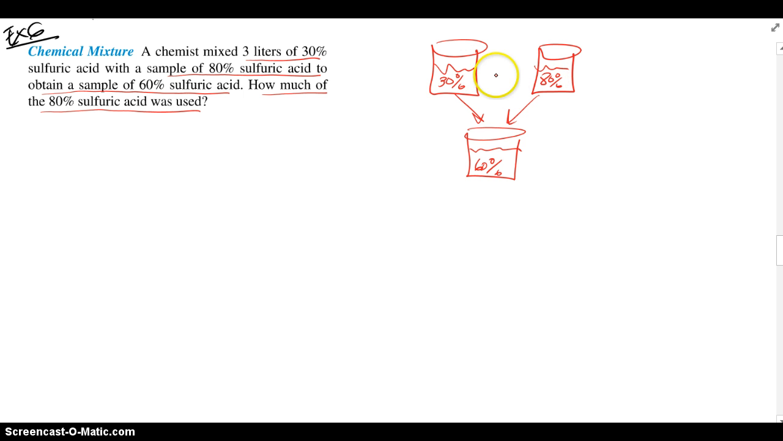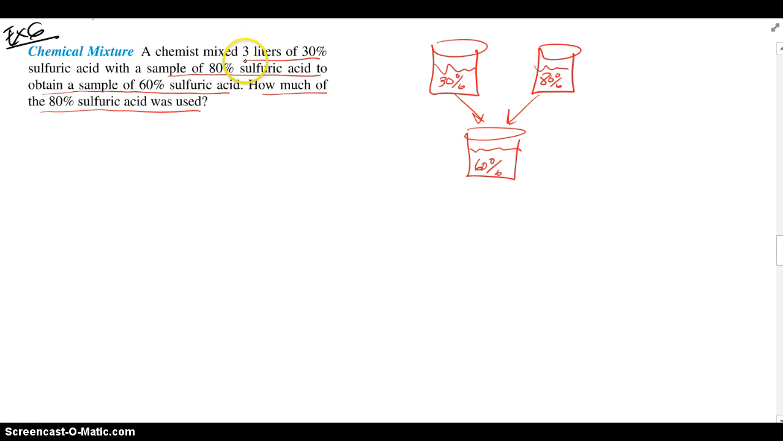What's important is that when these two get mixed, they better get a concentration somewhere in the middle. For example, a 30 and an 80 can mix to give me a 60, but if I mix a 30% and an 80%, there's no way I can get a 90%. So whatever concentration is the final mixture must be a number between these two mixtures. Then I read the problem again.